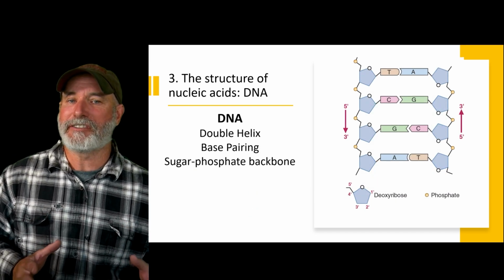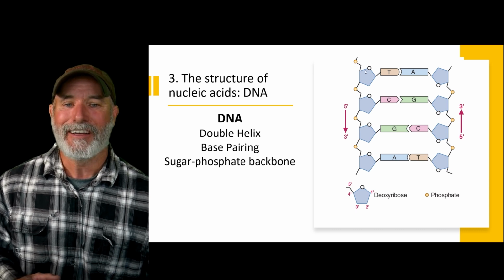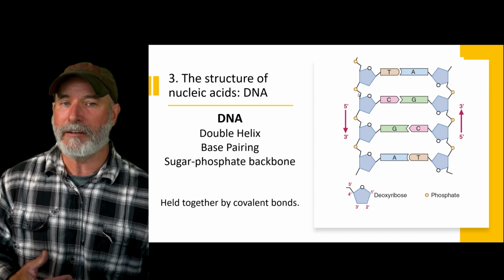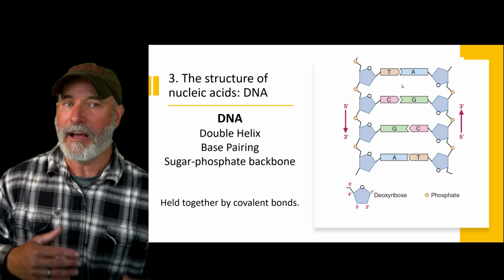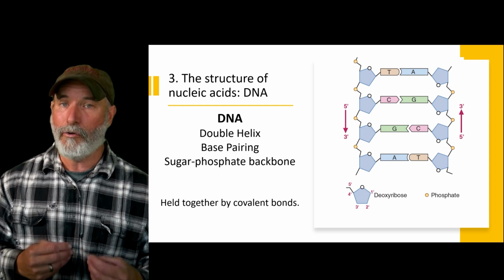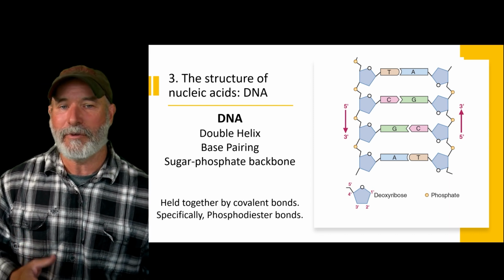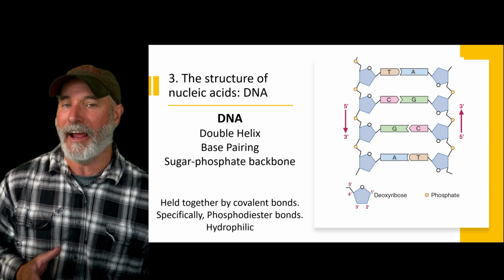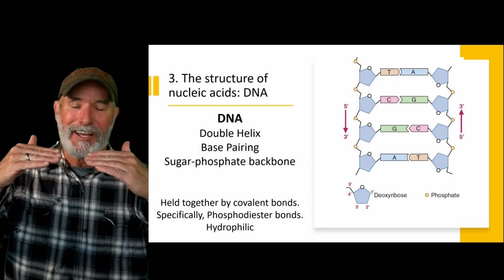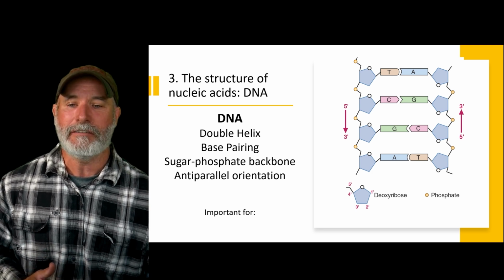Okay, I've already mentioned this several times. Here's our sugar phosphate backbone, because there's a phosphate, there's our sugar, hence sugar phosphate backbone. And this is held together by covalent bonds. So where the 2 strands are held together by hydrogen bonds, the sugar phosphate backbone is held together by the much stronger covalent bonds, which actually allows you to pull the 2 strands apart much more easily. And like I said, we have the phosphodiester bonds on there, and this is hydrophilic. So the sugar phosphate backbone interacts very nicely with water and actually turns those nitrogenous bases in toward each other. It also has an anti-parallel orientation.